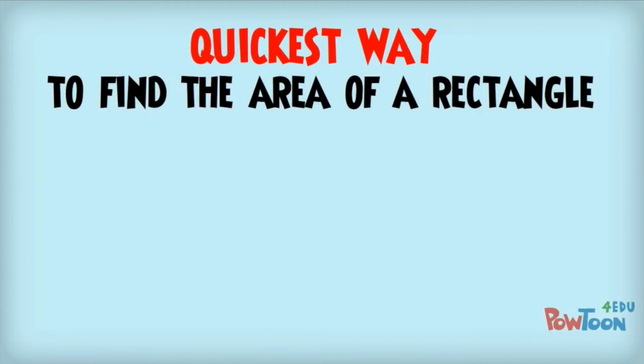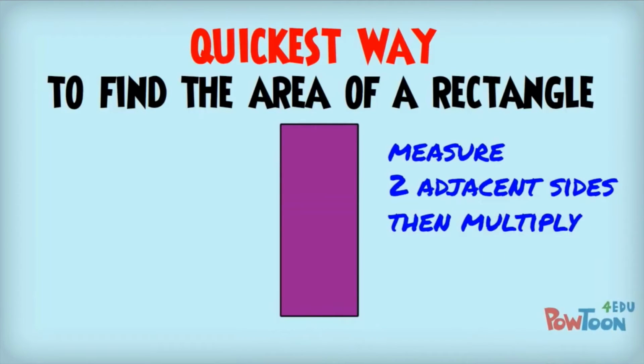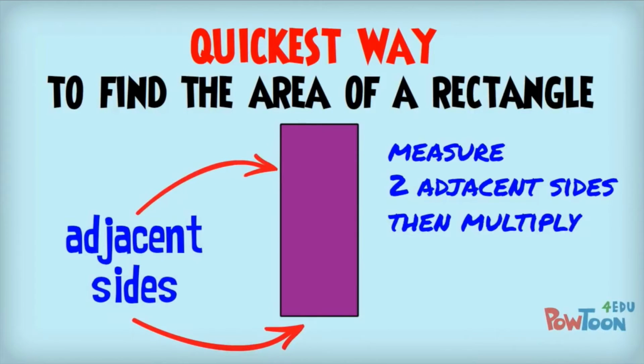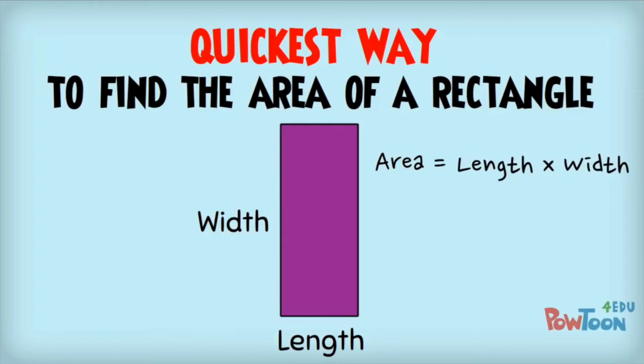The quickest way of finding the area of a rectangle is to measure 2 adjacent sides and multiply those numbers. These sides are next to each other, so they're adjacent. We call them length and width. So the area of a rectangle is length times width.